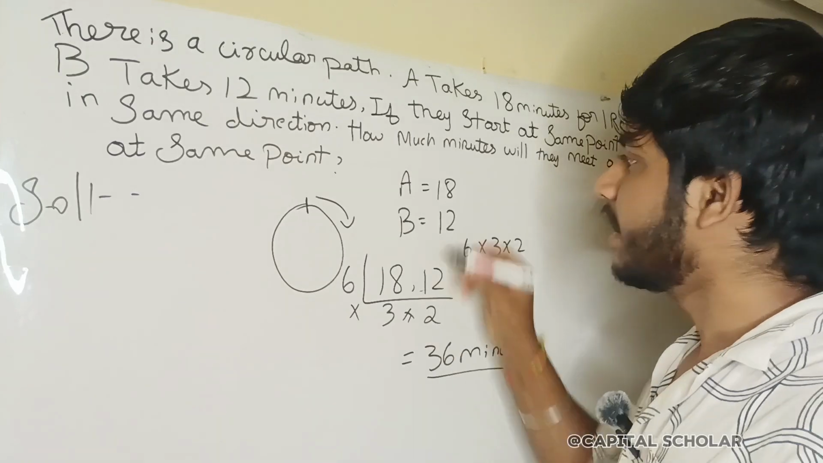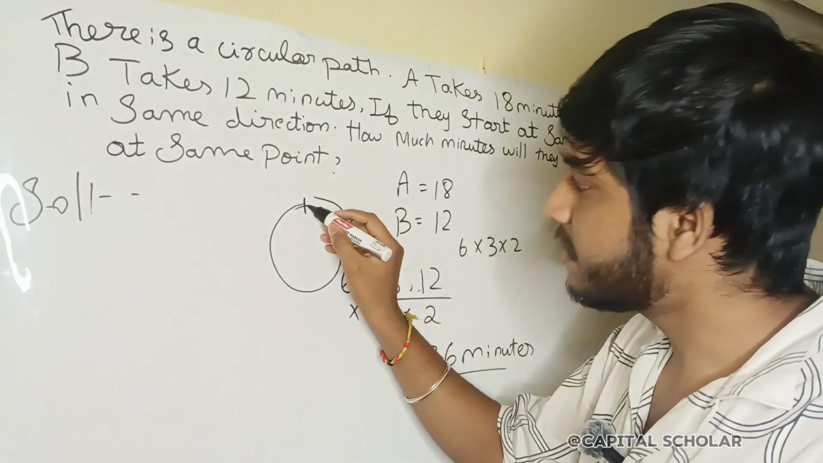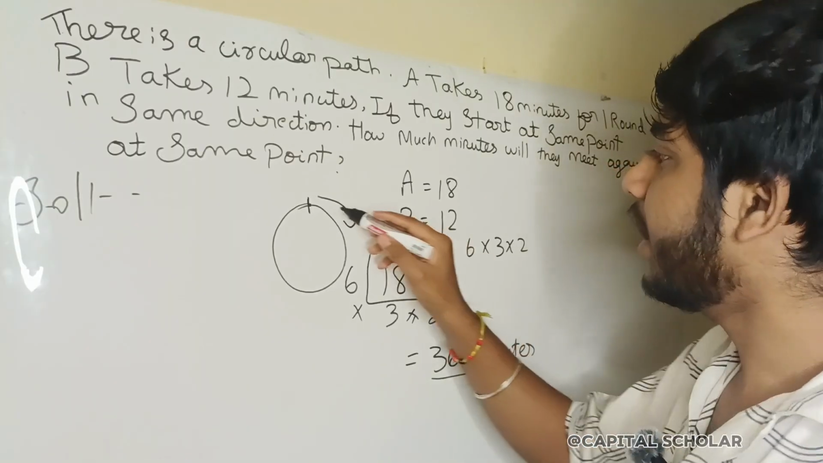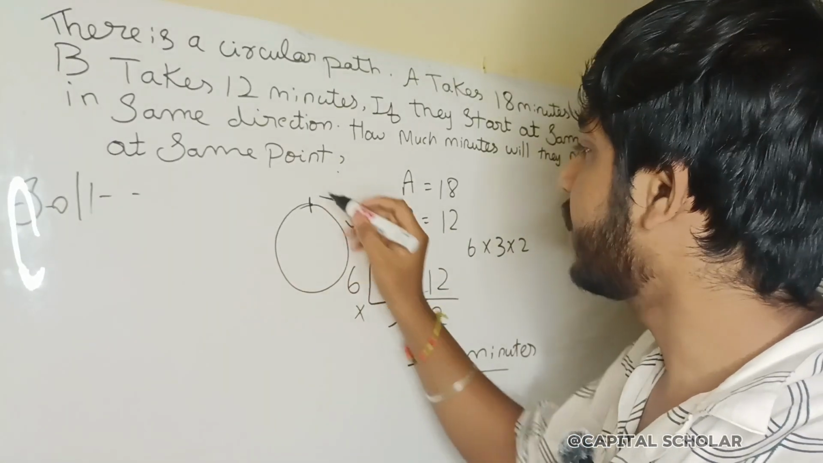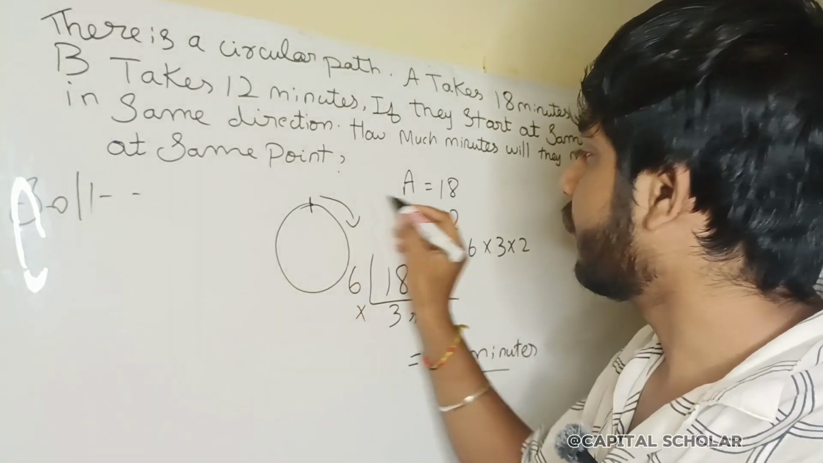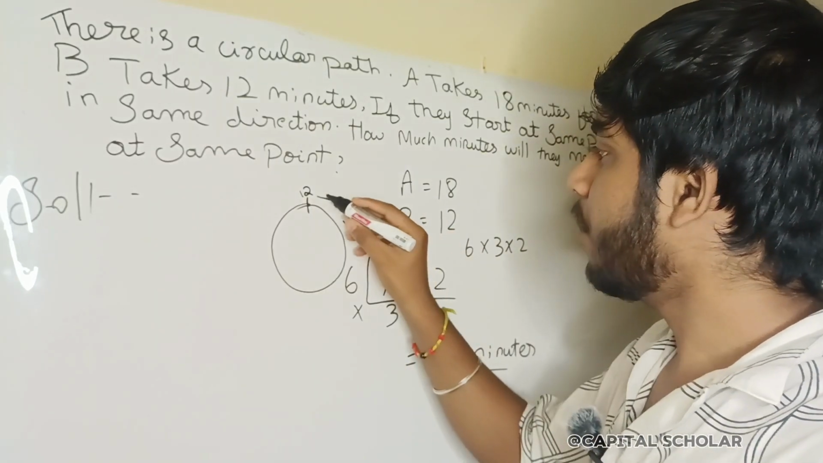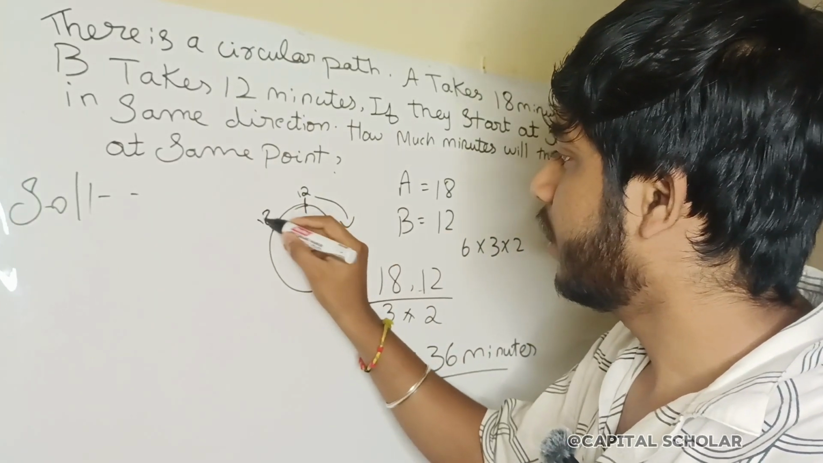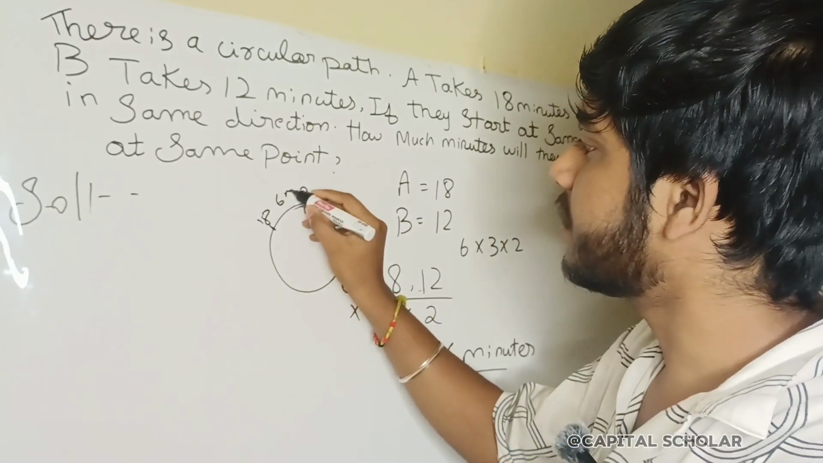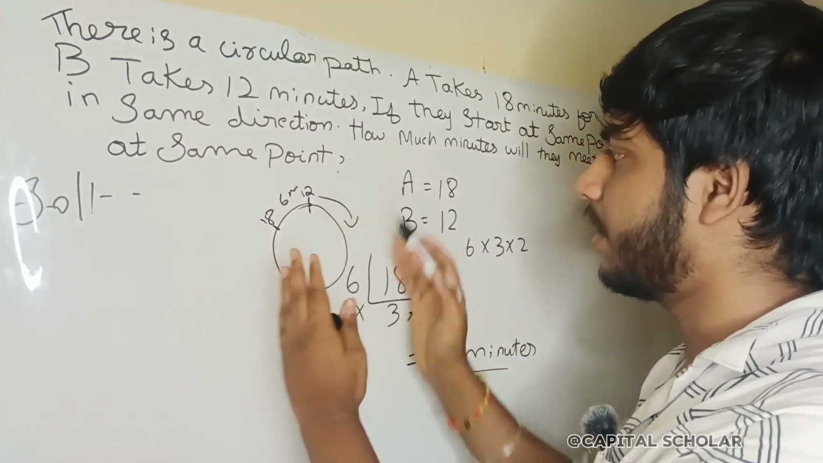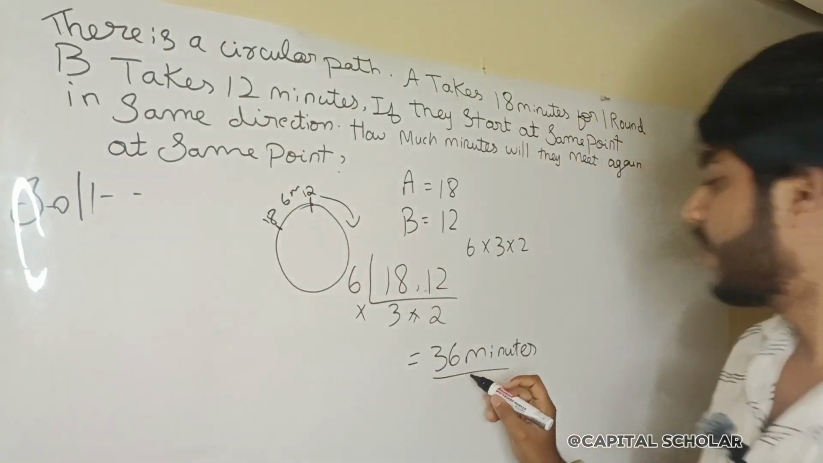After 36 minutes, A and B will meet again at the same point. A takes 18 minutes, B takes 12 minutes. If B reaches here in 12 minutes, A will be here, 6 minutes late. So if they want to meet at the same particular point, it will take 36 minutes.